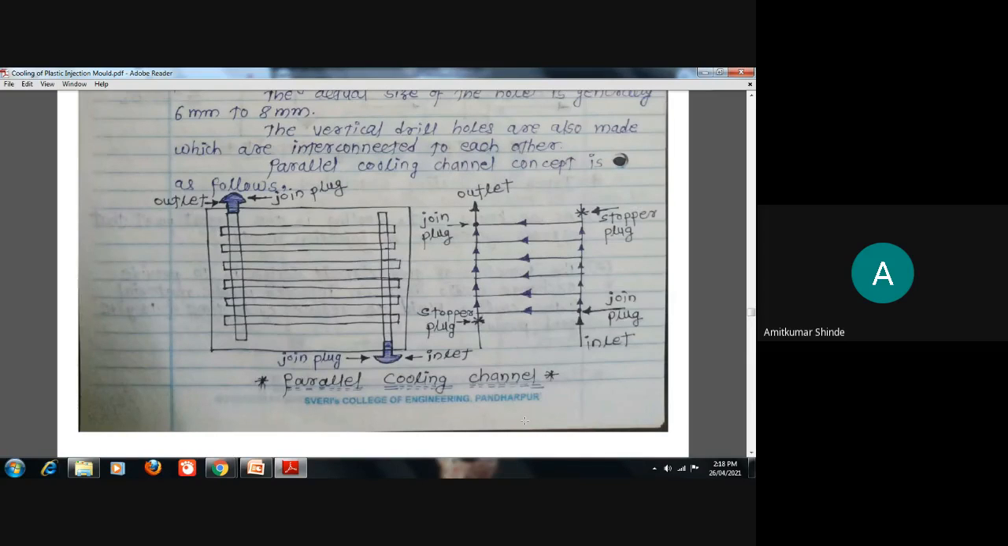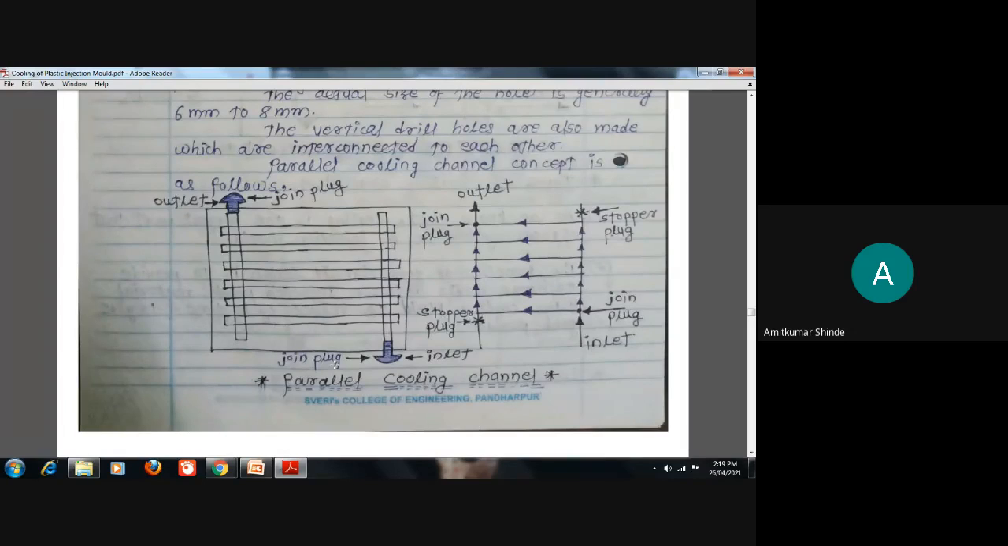Now, after understanding these two terms, we will move towards these cooling channels. In the parallel cooling channel, or it may be in the series cooling channel, there are four important elements. First you have to understand these four important elements.